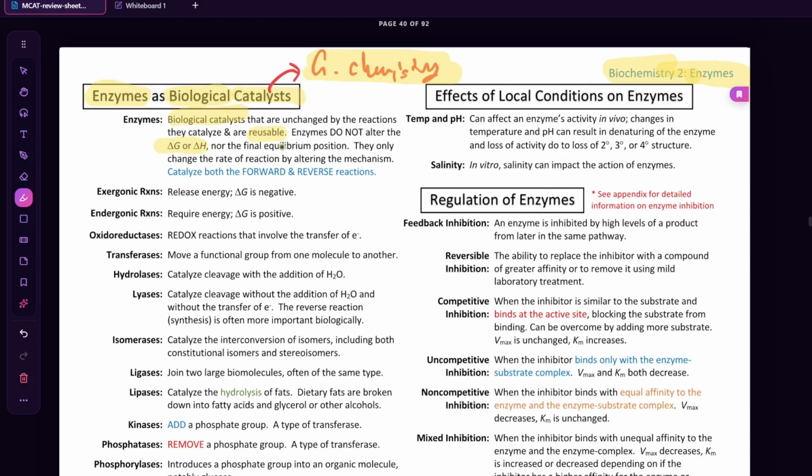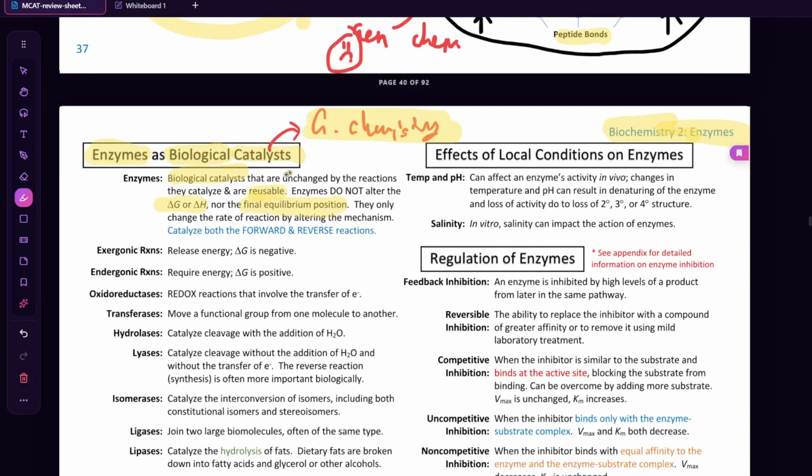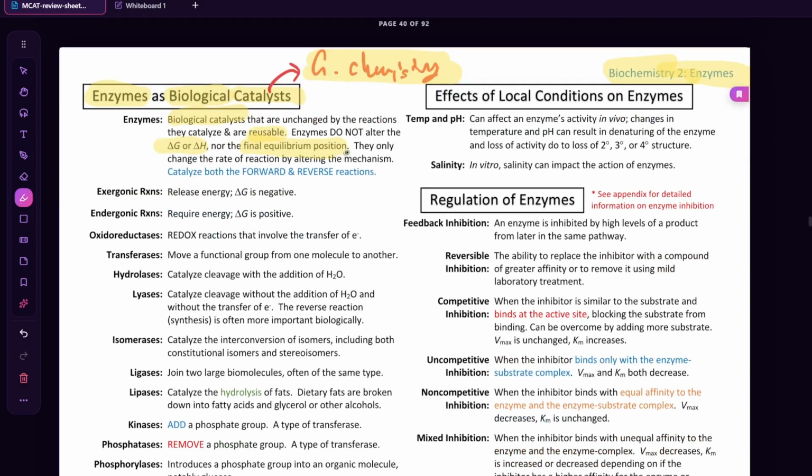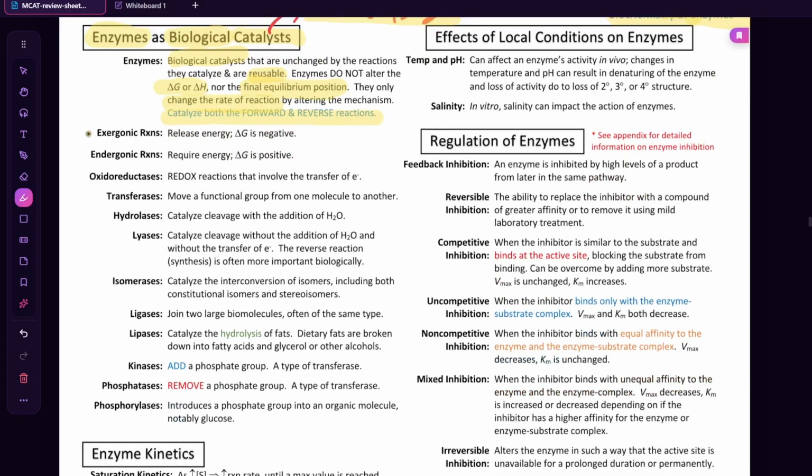Enzymes do not alter the delta G, or even the final equilibrium position. This is all things you'll learn in general chemistry. What they do alter is the rate of the reaction, and they catalyze both the forward and reverse reactions. In exergonic reactions, you release energy, delta G is negative. Endergonic reactions require energy, delta G is positive.